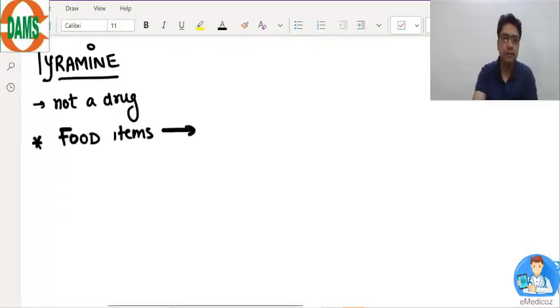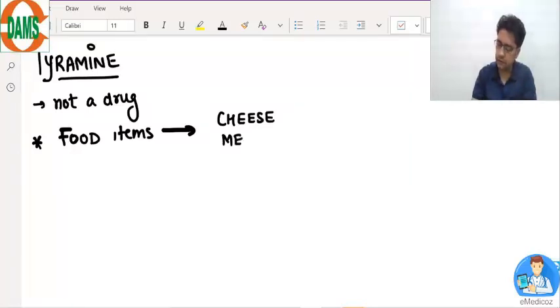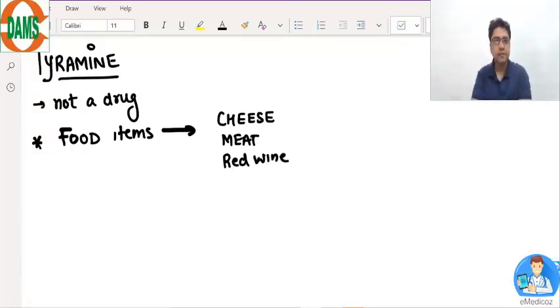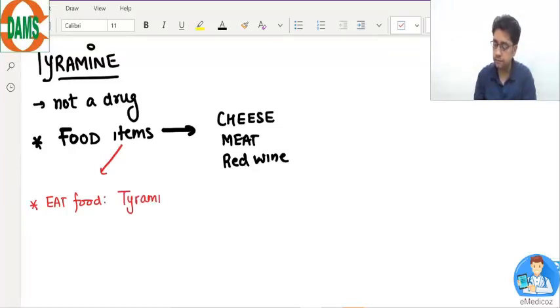It is present in food items like, just suppose you are going to Italy or Spain, you are having a cheese burst pizza with lot of meat on it, and you are having red wine along with it, especially Chianti wine. So it is present in cheese, meat and red wine. Now the problem with tyramine is, normally when you eat this food, tyramine is not absorbed from GIT.